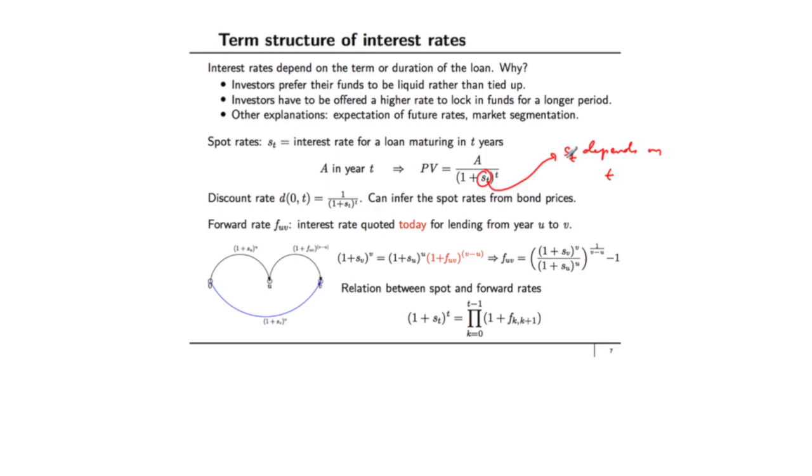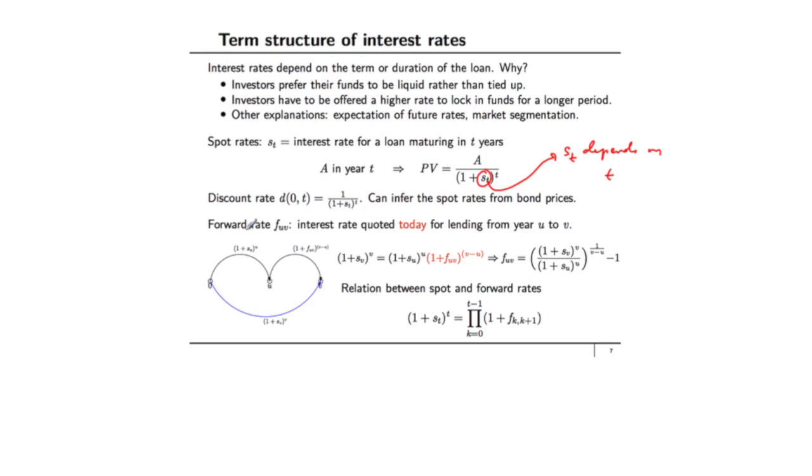But now you have 2 things happening. The interest rate changes and the compounding is always there. So it's going to be (1 plus S_T) raised to the power T. Sometimes it's more convenient to quote the spot rates in terms of the discount rate. The discount rate is nothing but 1 over (1 plus S_T) to the power T. You can infer spot rates by looking at bond prices.